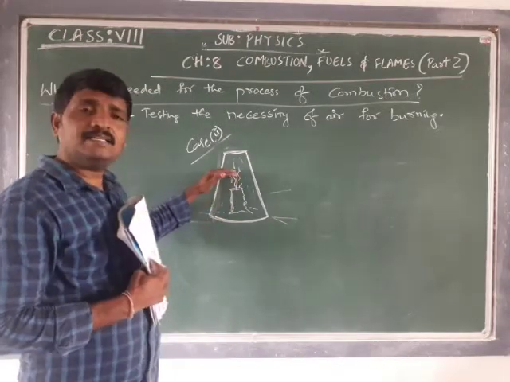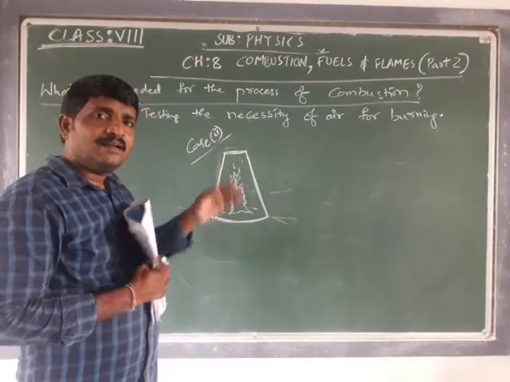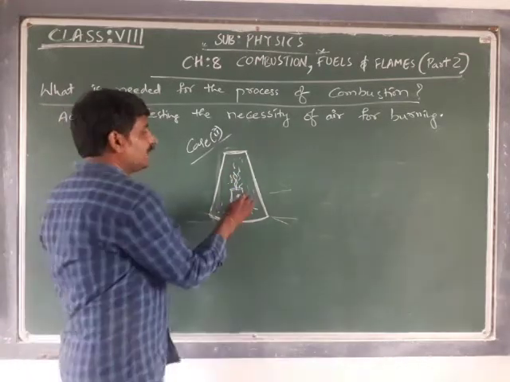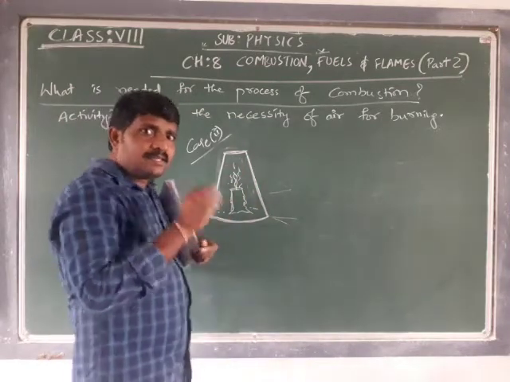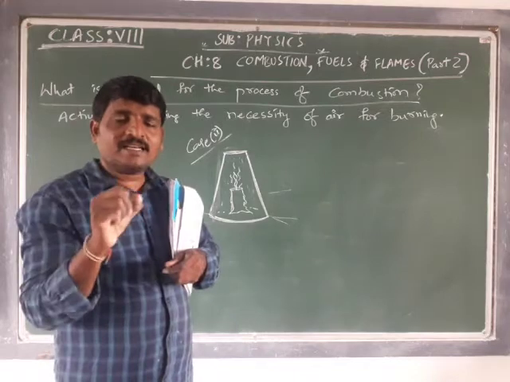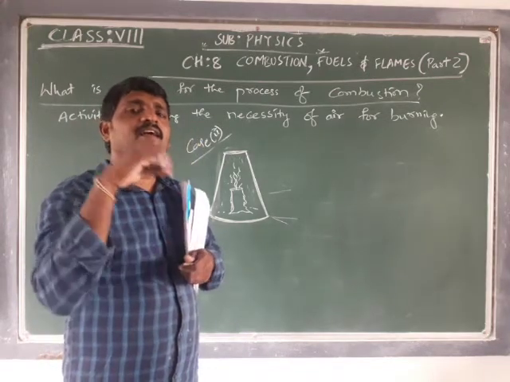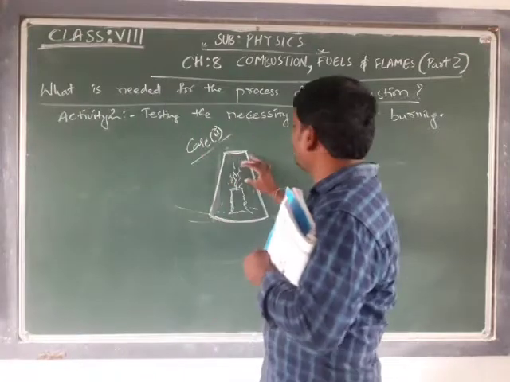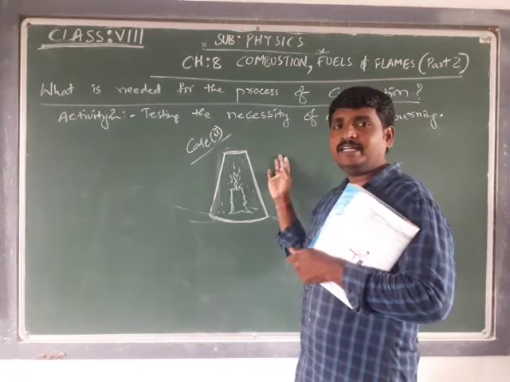Once the oxygen is utilized by the candle, as the oxygen percentage gets less, the flame of the candle starts flickering, and finally the flame goes off in the first case.